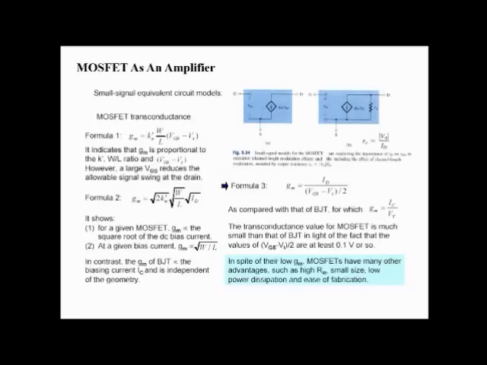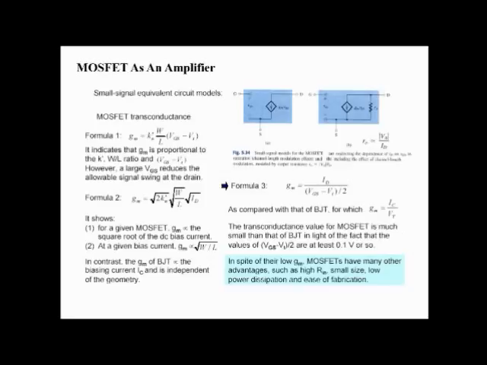Now here are some formulas. The first formula is about the transconductance, gm. You can see from this figure, this is gm vgs. This transconductance is given as Kn dash, that is mu into Cox, W by L, into VGS minus VT. It indicates that gm, or the transconductance, is proportional to the W by L ratio and VGS minus VT.